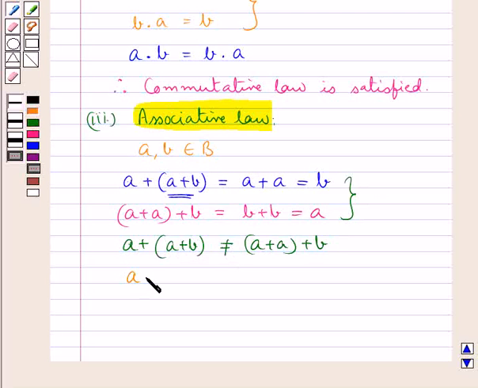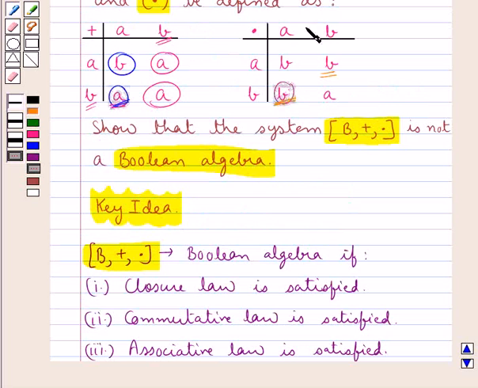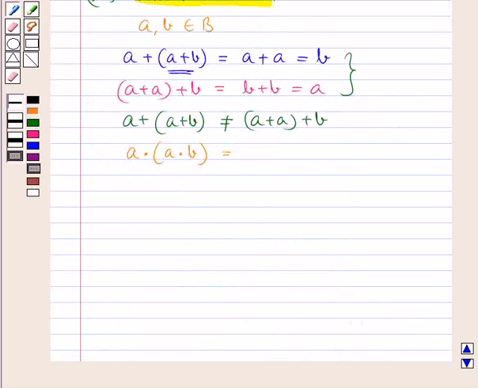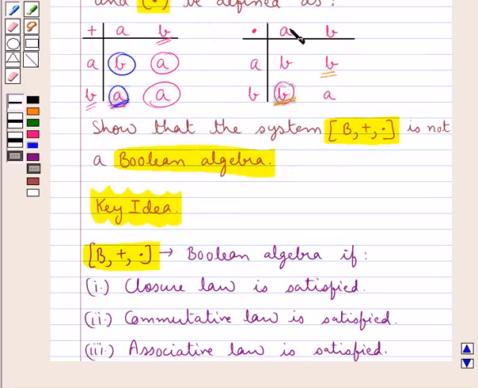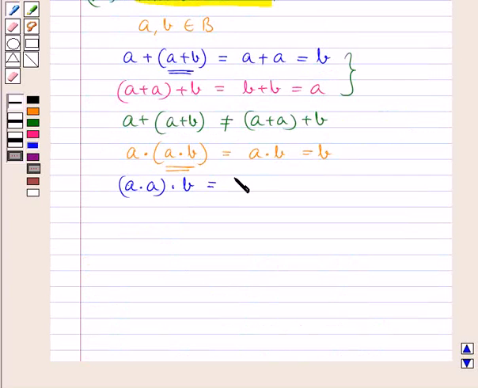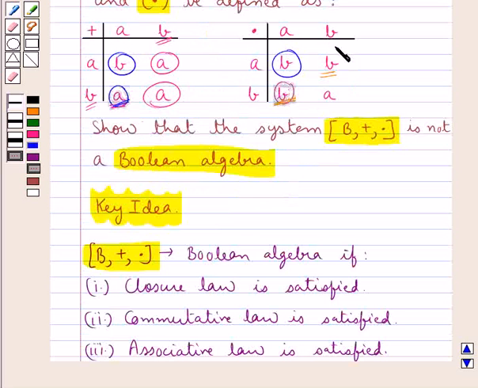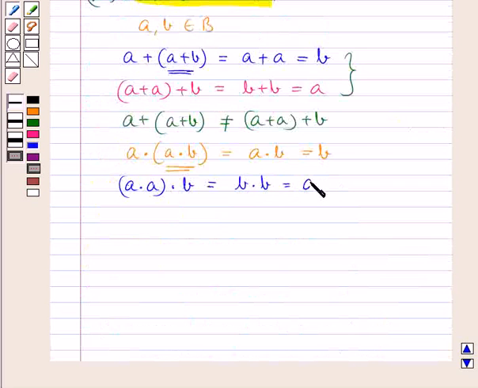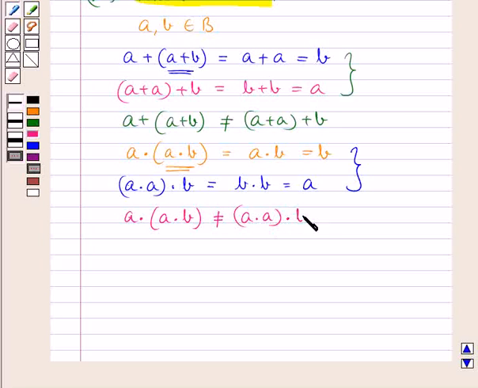Now consider A into B the whole. This is equal to, now from this table we have A into B is B. So this is equal to A into B, that is, in place of A into B we write B. Now again A into B is B. Next consider A into A the whole into B. From this table we have A into A is B. So now B into B is equal to A. So these two are not equal. That is, A into B the whole is not equal to A into A the whole into B.